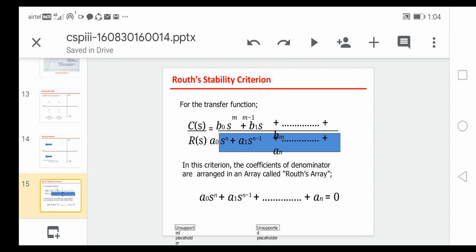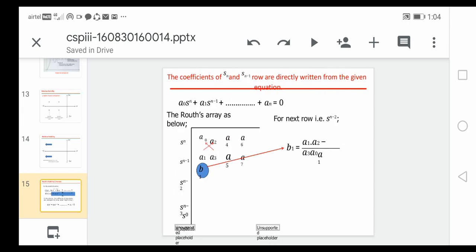Routh stability criteria. To apply the Routh stability criteria, we write the basic equation C of s equal to b naught s power m, and so on. After that we construct the Routh array from the characteristic equation, which comes from the denominator: a naught s power n plus a1 s power n minus 1 plus and so on plus an equals 0. From that, we write down the coefficient of s power n and then the coefficient of s power n minus 1.